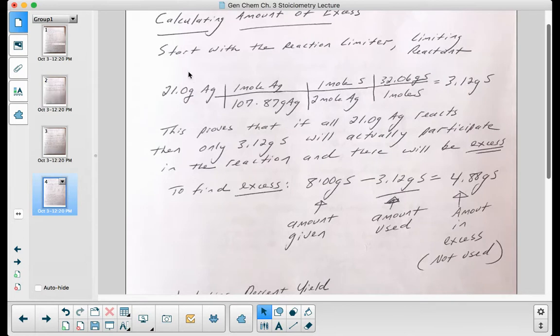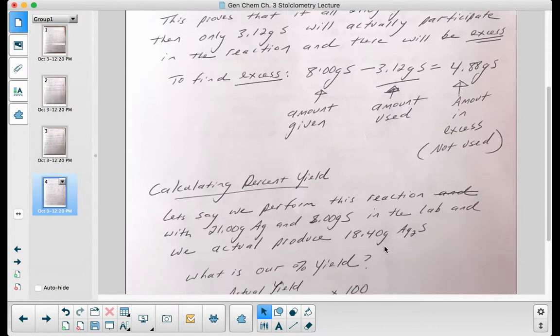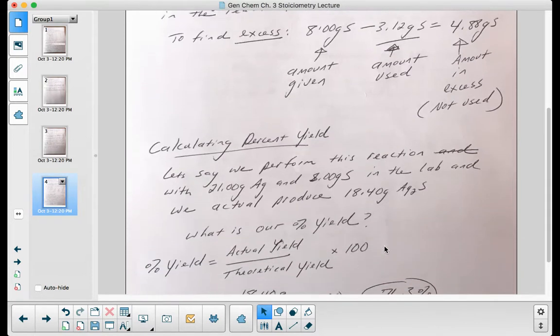You start with the limiting reagent, you compare using your mole ratio the other reactant, and then you convert it to grams. We say that's how much participates in the reaction, and the rest is what's left over, the excess amount. It doesn't react.